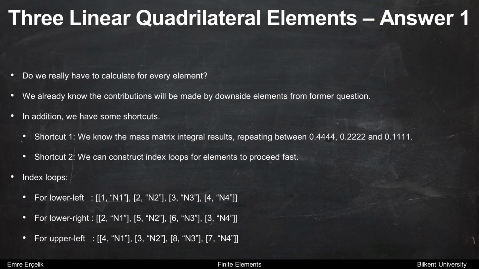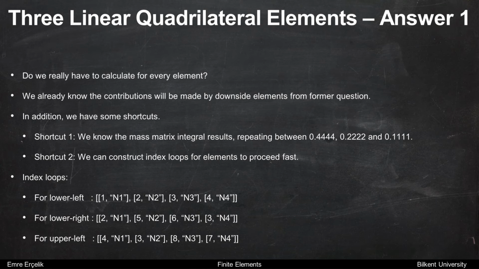In addition to this, we have some shortcuts. Shortcut 1. If you are careful enough, you would notice that the mass matrix integrals are always repeating values, because we are always integrating the same functions. The integral is either 0.444, 0.222, or 0.111. However, this is not for your computer. It's just a fast way to proceed with your paper calculations.